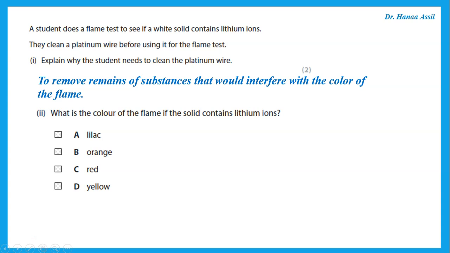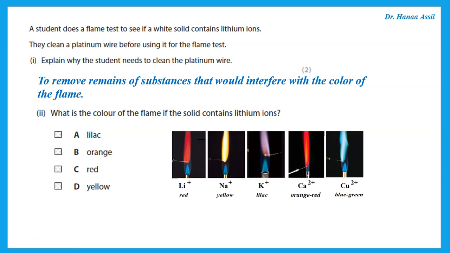Now, what is the color of the flame if the solid contains lithium ions? You have to know the colors of these flames. Lithium is, of course, red, sodium yellow, potassium lilac, calcium orange red, copper blue green. Again, I will remind you, this is a test for the ions, not for the metals themselves.